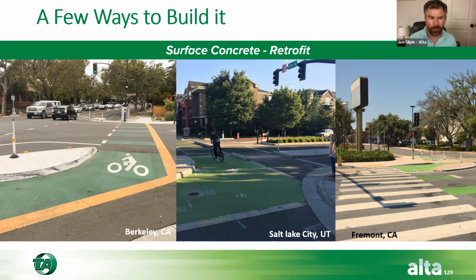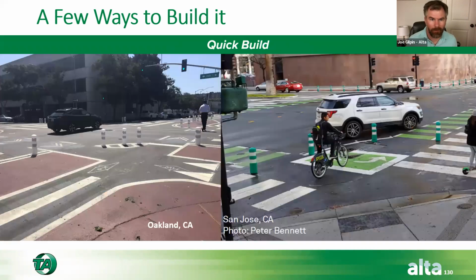So these are all 3 examples, one from Berkeley, Salt Lake City, and then Fremont. Again, that's one of their earlier ones. And then you can also do it as a quick build. And I think I showed both of these examples already before, and these both essentially use the pigmented color. Flex posts, these are both using those K71 bollards that are a lot tougher and withstand impacts better. And you probably won't have to replace these quite as often, but they are a little bit more pricey to put in. But yeah, we can build these pretty quickly.